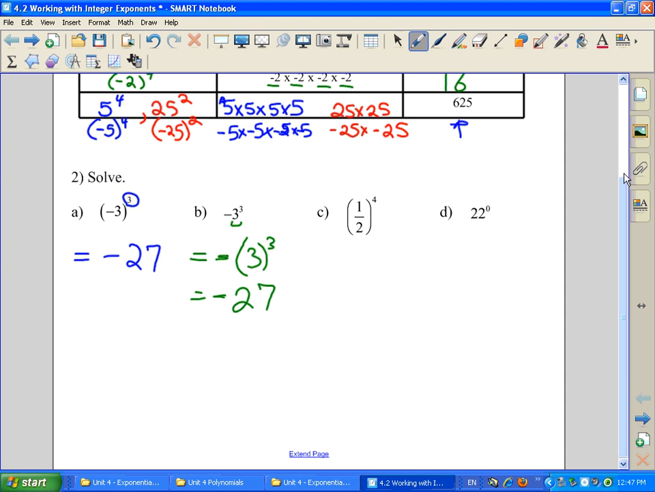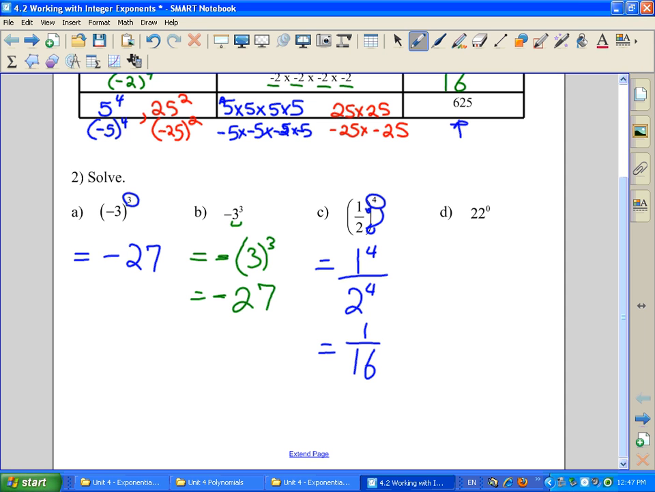All right, second example, if you have a fraction base, the exponent of 4 applies to both the numerator and the denominator. So that's 1 to the 4th divided by 2 to the 4th. And then you could solve both the numerator and the denominator. So 1 to the power of anything is 1, and 2 to the power of 4 is 16. So the answer is 1/16.